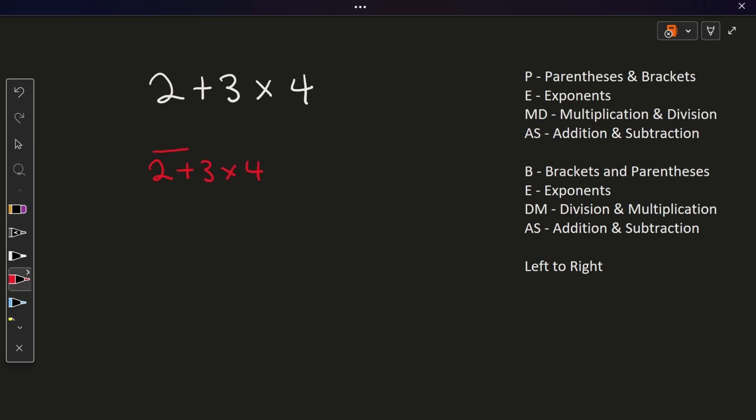In the first expression, we'll evaluate the expression from left to right. And so what is 2 plus 3? Well, that's going to give us 5. Multiplied by 4, our final answer is going to be 20.